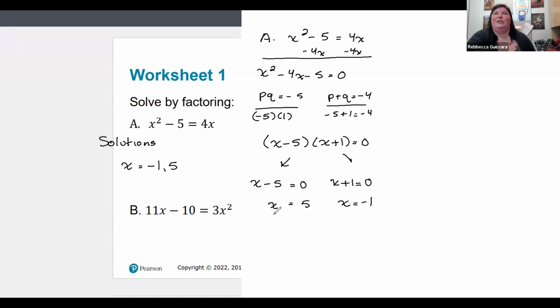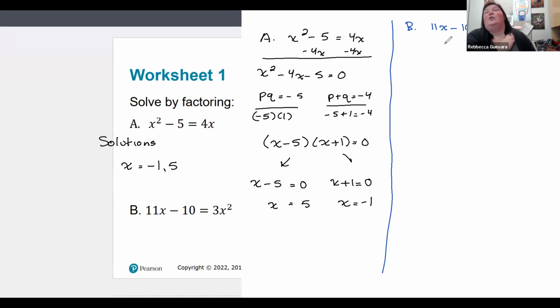Okay, and if you wanted to, you can go back and check both of them. Just mentally, I'm checking them quick here. Yeah, they work. All right, so B is going to be a little bit more work, just because we have to do the AC method again.